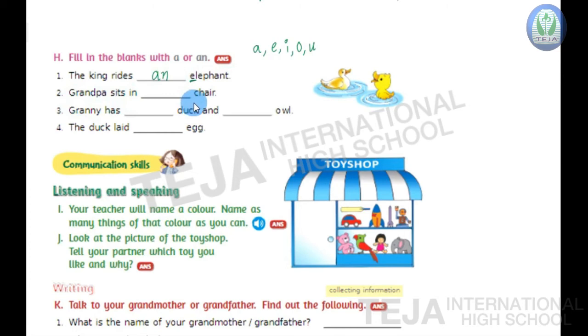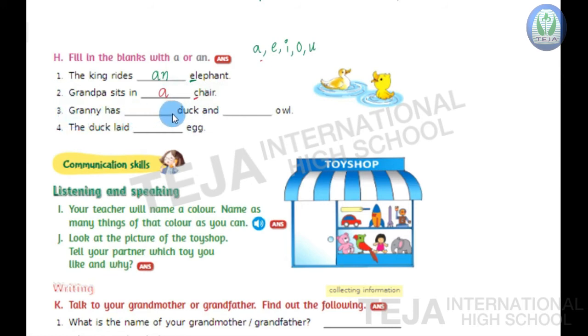Second one, grandpa sits in dash chair. So chair starting letter is C. C is a consonant. So write a in the blank. Okay. Now the sentence is Grandpa sits in a chair. Okay. Now third one, children.